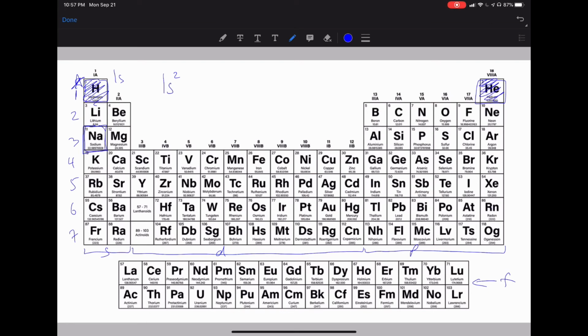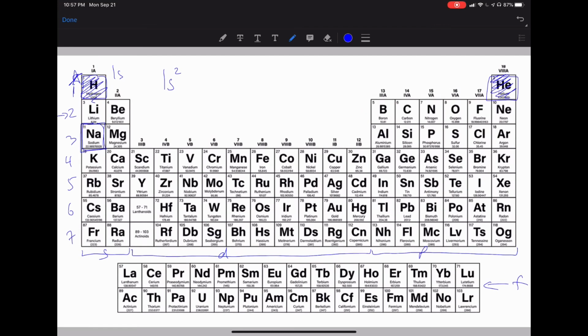Next, wrapping around, we come over to level 2. So again, top to bottom, left to right, kind of like reading words on a page. We've got 2 right here in the 2s block. So we're going to have 2s2. The big 2 is saying we're on row 2, s, because it's in the s block. And then the superscript 2, because there were 2 of them in the s block, so 2 electrons.